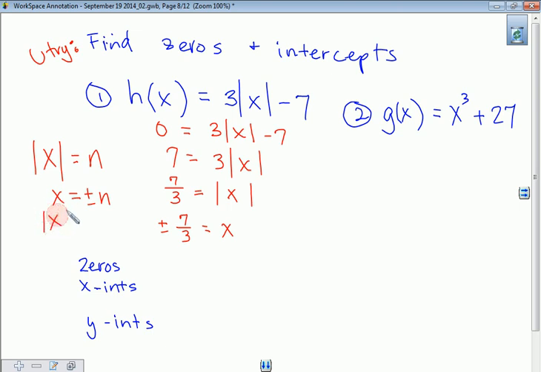Maybe not any number in the world, but if the absolute value of x equals 8, then x equals plus or minus 8. If the absolute value of x equals 4, then it's plus or minus 4. If it is negative, is this possible? No. There's no solution. But why is there no solution? Because I can't take the absolute value of anything and ever make it equal a negative number.